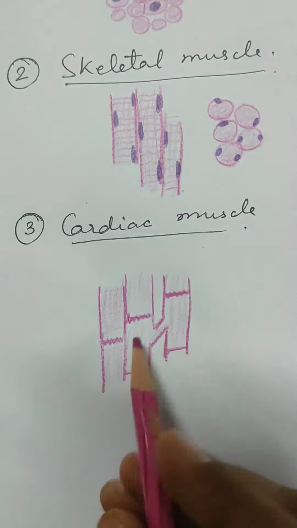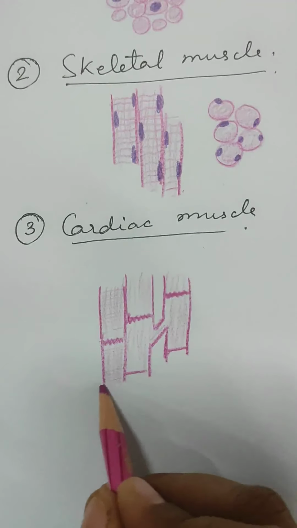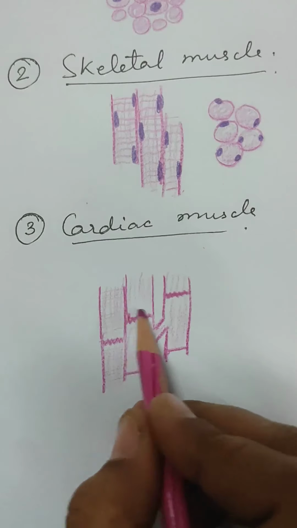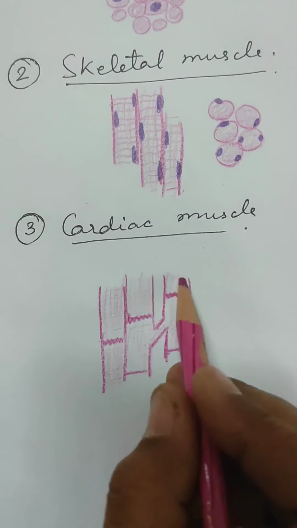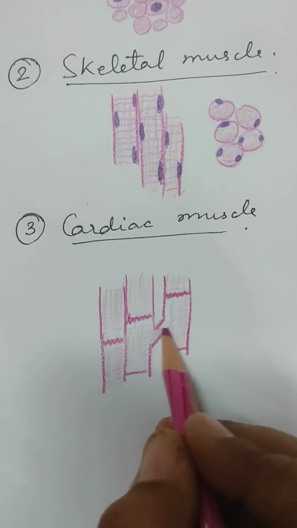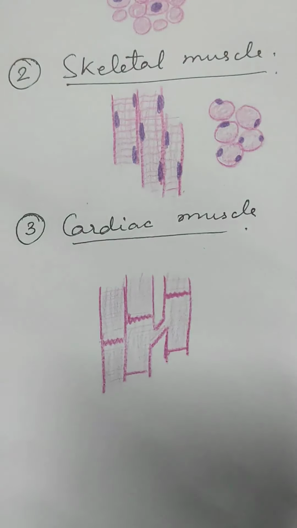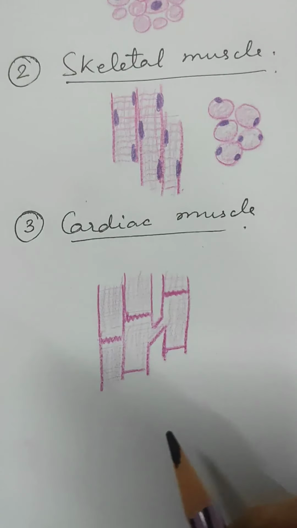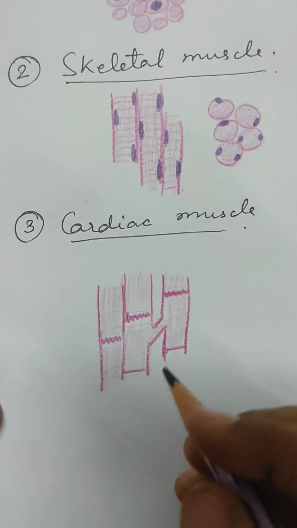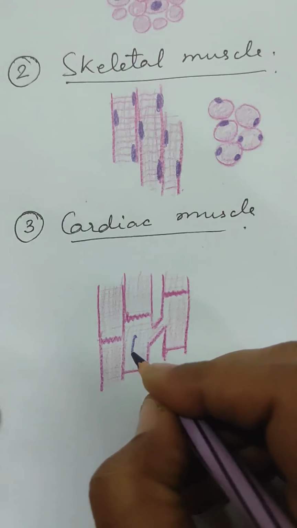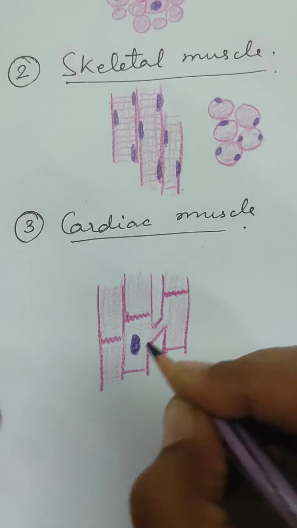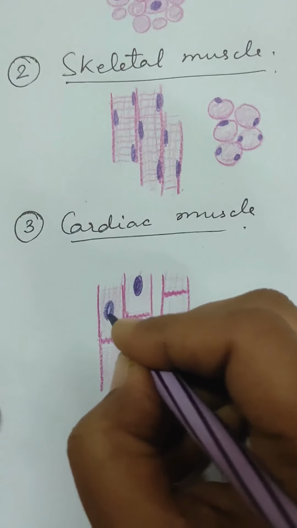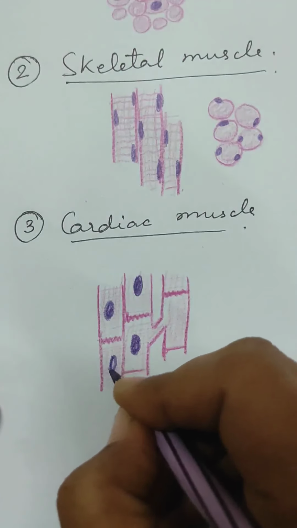Not like skeletal muscle. These are not very prominent, but yes, fine striations are present. Now coming to the nucleus: it is present in the center and it is a single nucleus to a cell. So if you consider this as one cell, the nucleus will be in the center like this. Here also there will be one single nucleus in the center.